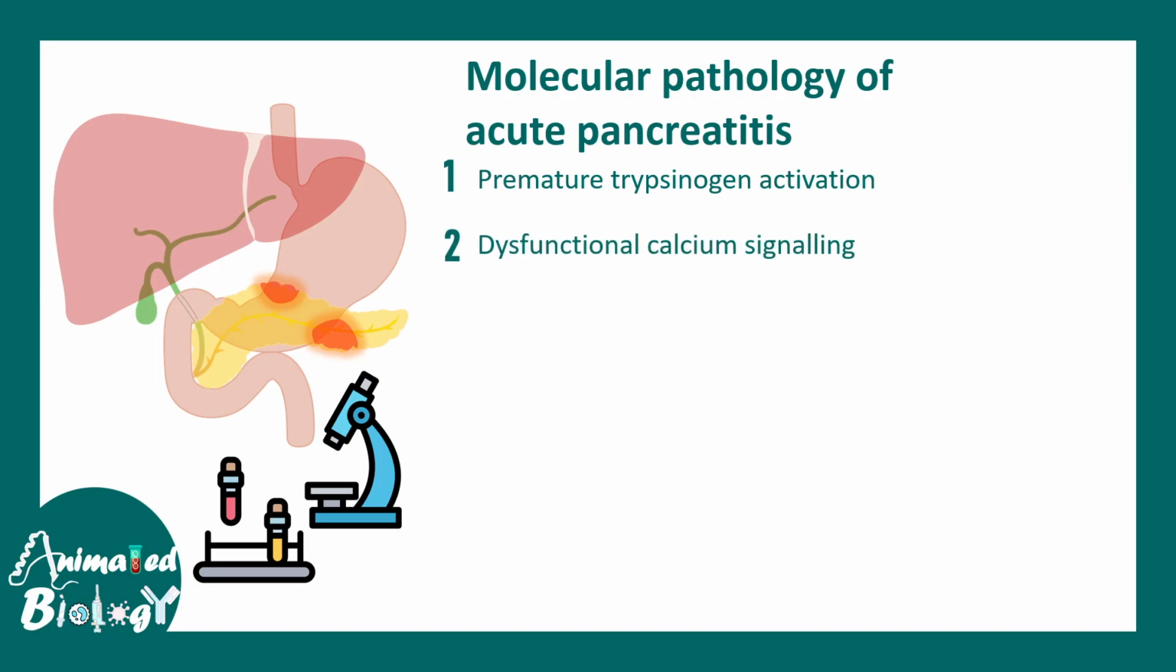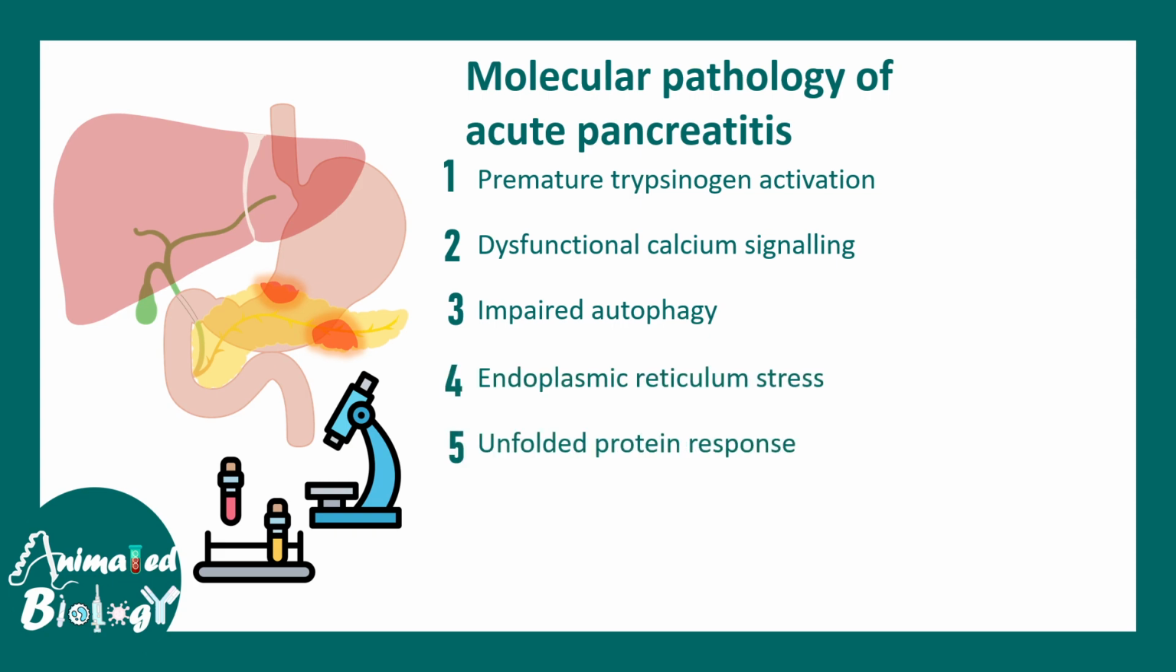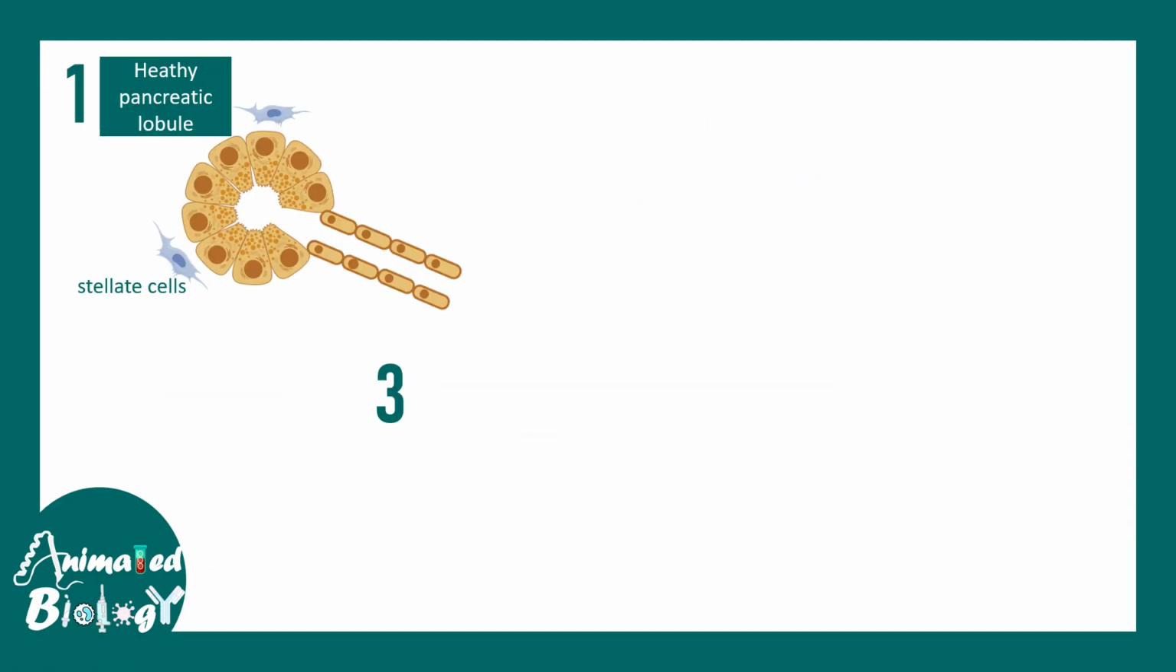So basically premature trypsinogen activation, dysfunctional calcium signaling, impaired autophagy, endoplasmic reticulum stress, unfolded protein response, mitochondrial dysfunction, all of these factors in combination can be the molecular pathology of acute pancreatitis. All of these might not be present in all the patients. Now let's talk about chronic pancreatitis.